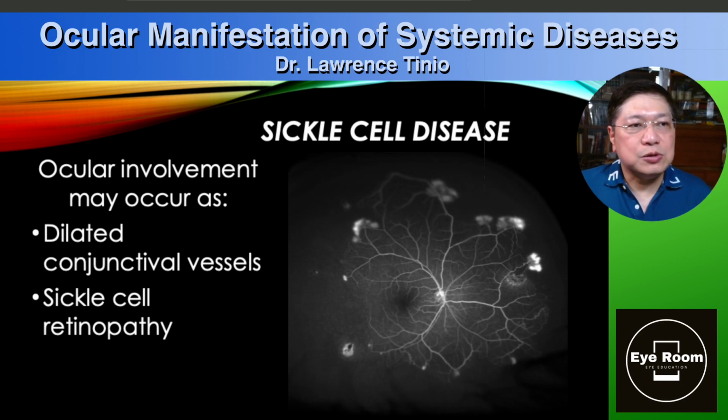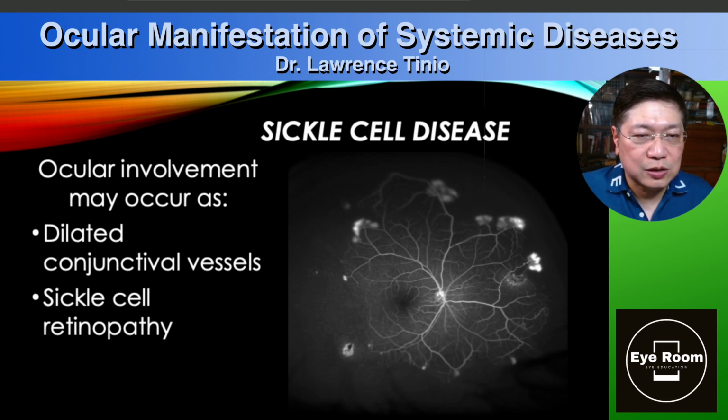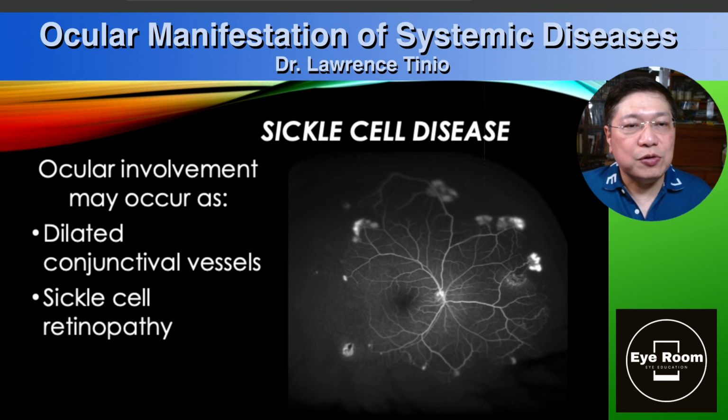Sickle cell disease would also produce eye problems with dilated conjunctival vessels and what we call sickle cell retinopathy. This is a fluorescein angiography picture of the retina and showing you typical sickle cell retinopathy.